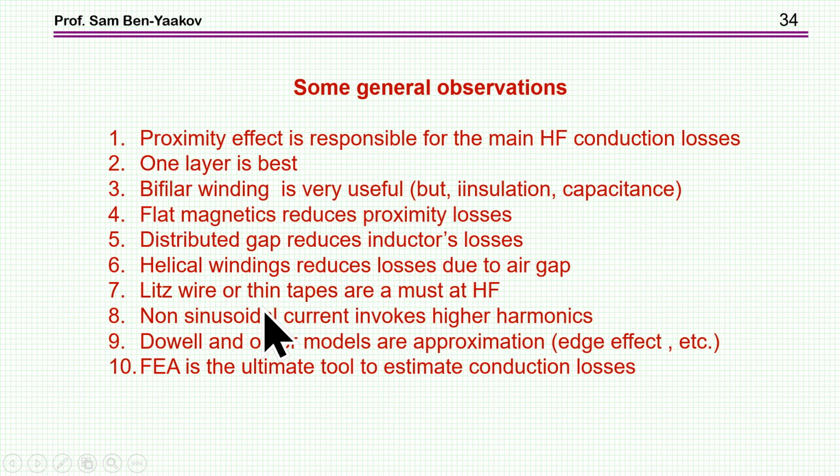So let me summarize some of the observations that we've been through in this presentation. We see that the proximity effect is responsible for the main high-frequency conduction loss. We see that one layer is the best. Bifilar winding is also very useful, but of course there is a problem of insulation and capacitance. Then flat magnetics is very compatible with low losses due to proximity effect. Distributed gap also will reduce the inductor losses. And then we see that helical winding is really effective when you have an air gap.